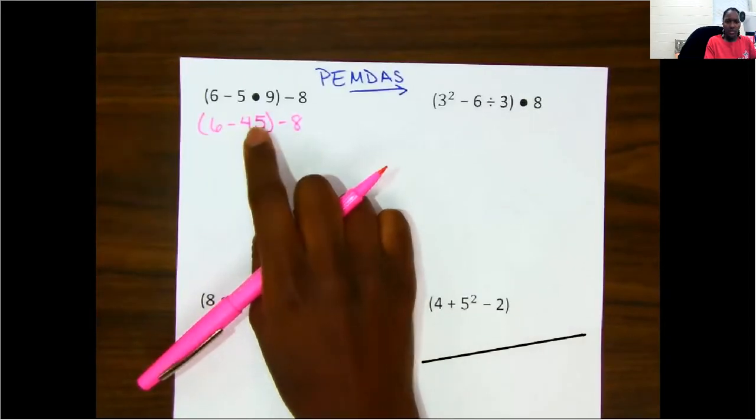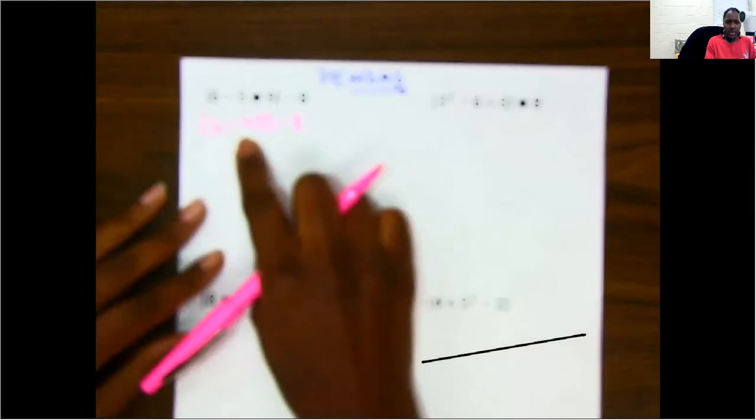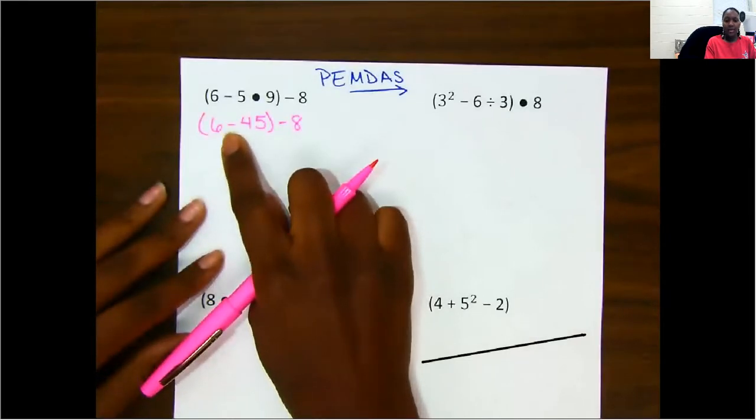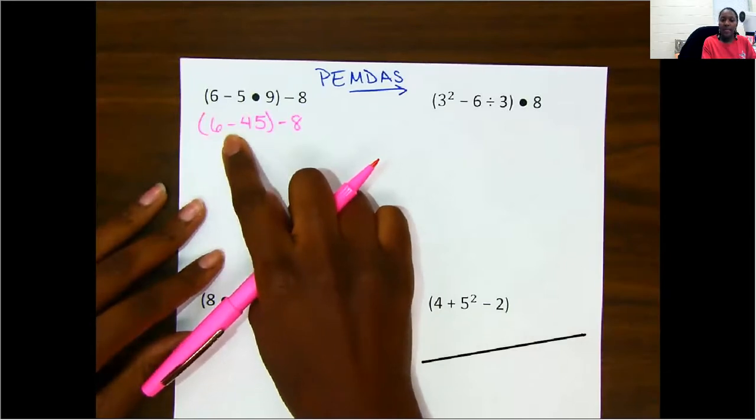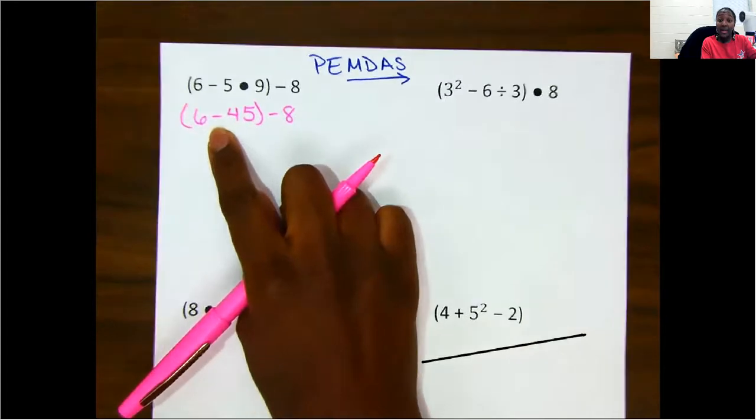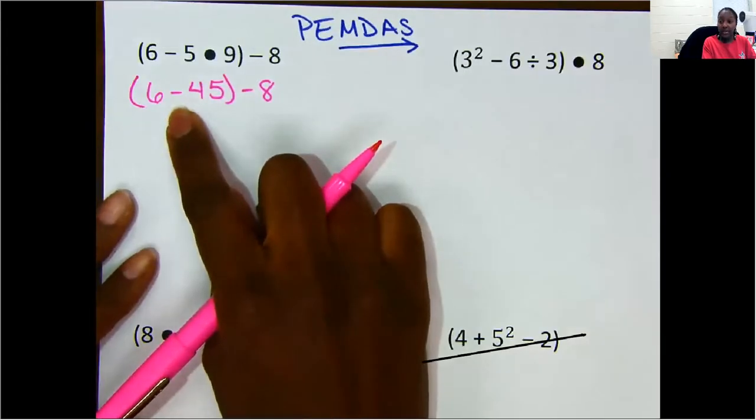Now you may be thinking, ooh, miss, I can't subtract that. Oh no, I got a little blurry there. There we go. I can't subtract that. You are correct. You can't subtract it. So what's going to happen is you're going to have a negative number. Yes, you can have negatives when you're dealing with orders of operation.